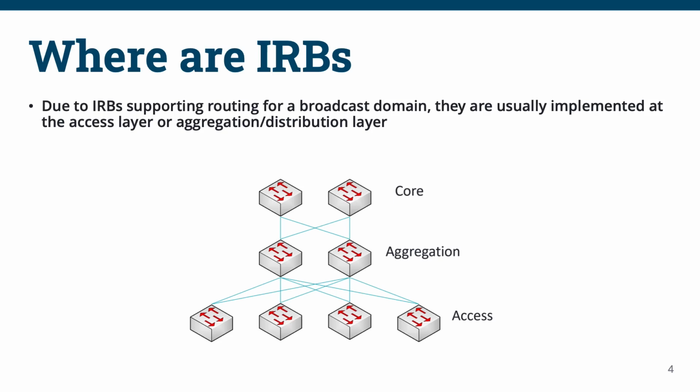So, to recap a bit, in a switched access design, we'd see IRBs configured at the aggregation layer. And in a routed access design, we'd see them configured at the access layer.